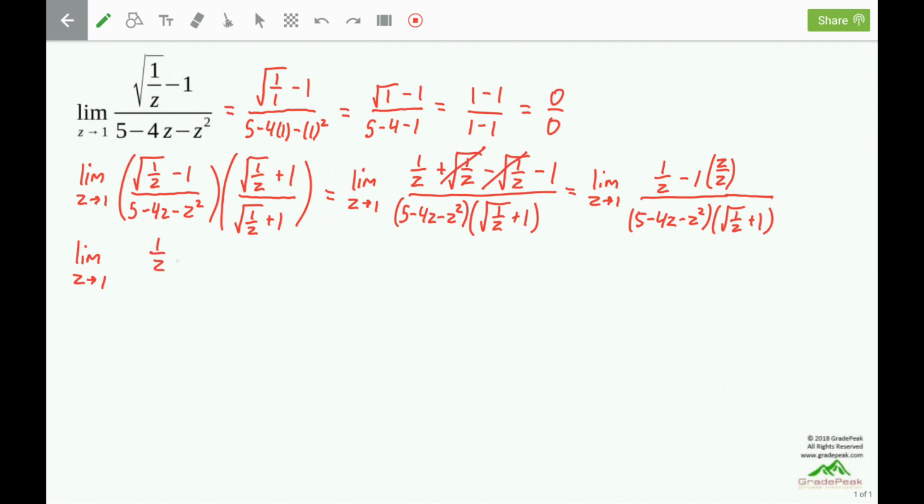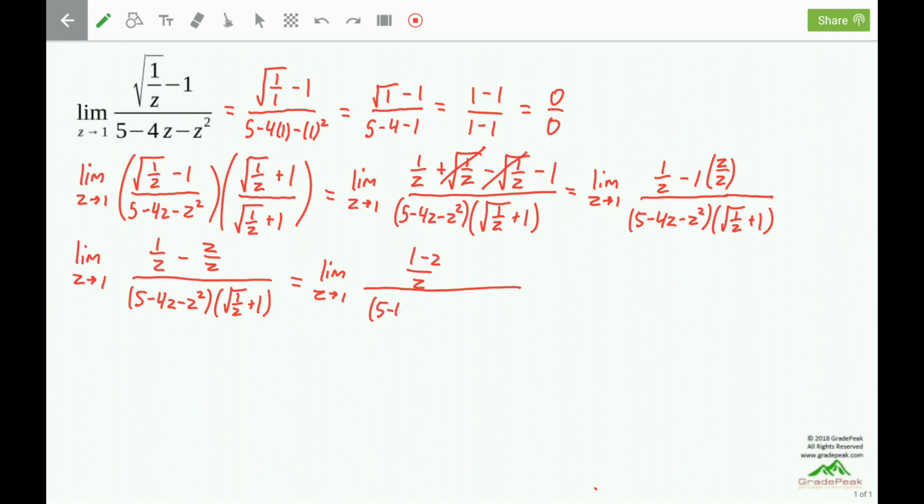That will give us a 1 over z minus a z over z, and that will be all over that same denominator, 5 minus 4z minus z squared, and then the square root of 1 over z plus 1. We can now combine together the terms in the numerator over their common denominator, 1 minus z over the common denominator of z, and all of this divided by that same denominator.